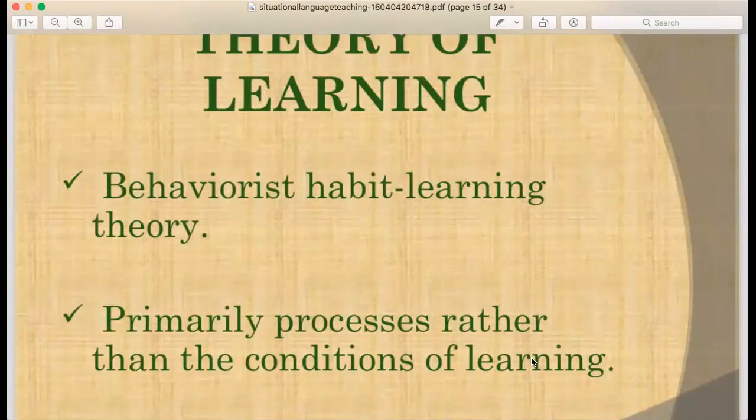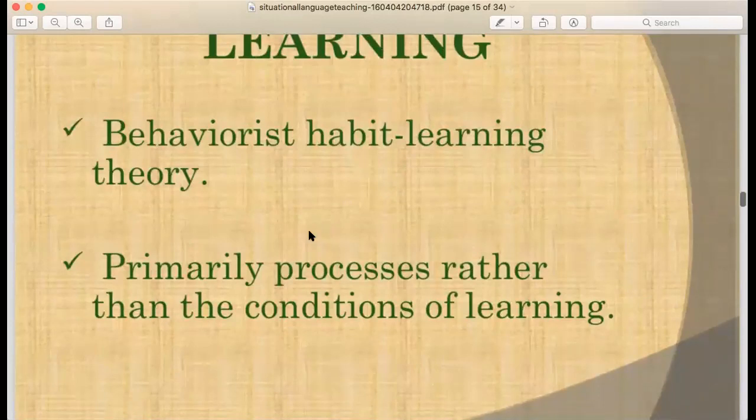And we know that according to behaviorism, humans are considered as organisms who show certain behaviors with certain stimulus, and these behaviors are called responses. And when these responses get a positive reinforcement, they become habit. Okay, so it works with habit formation and habit learning theory, right? So primarily processes rather than the conditions of learning. So it's basically seen as a process. Learning is seen as a process. What kind of process? You can say a habit formation process or a rote learning process.